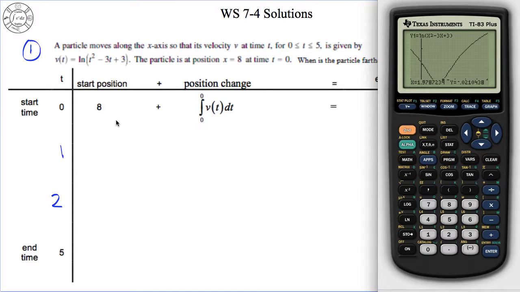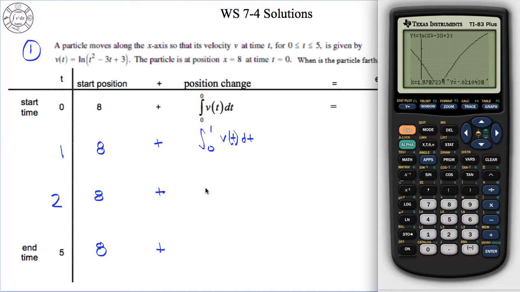All of these have the same start position, so all of them start at 8. As a reminder, the values that we need for t are the start and end, along with any value that is intersecting the x-axis for velocity when you go backwards, because that will be a critical value. All right, we're going to add all of these with the integral, the position change between 0 and 1 of that function vt. And remember, vt is really this function up here, dt.